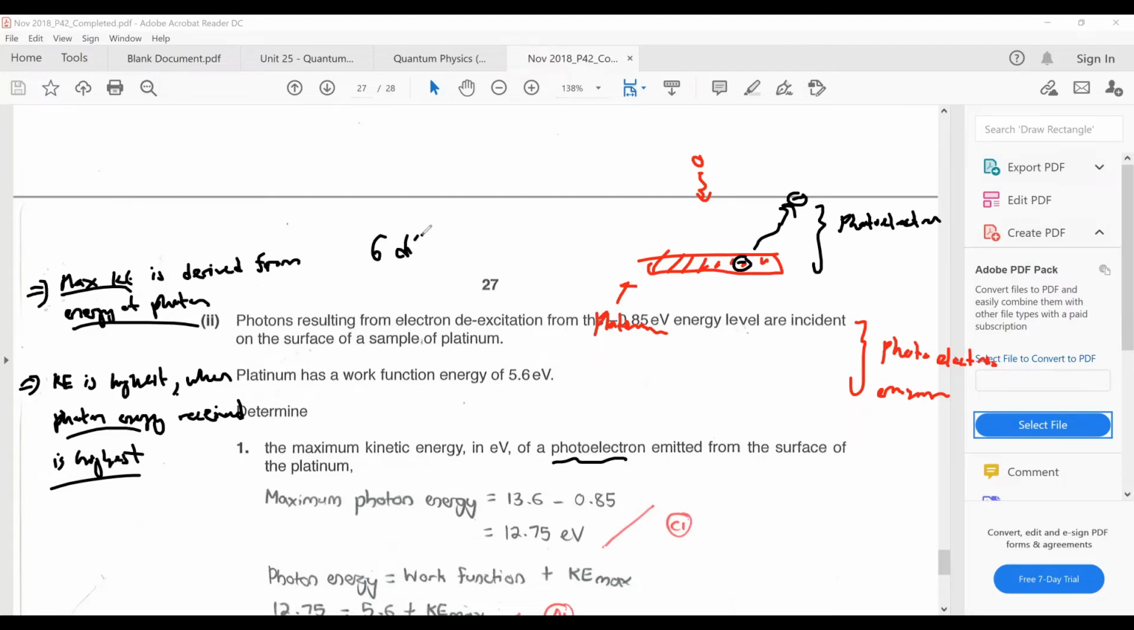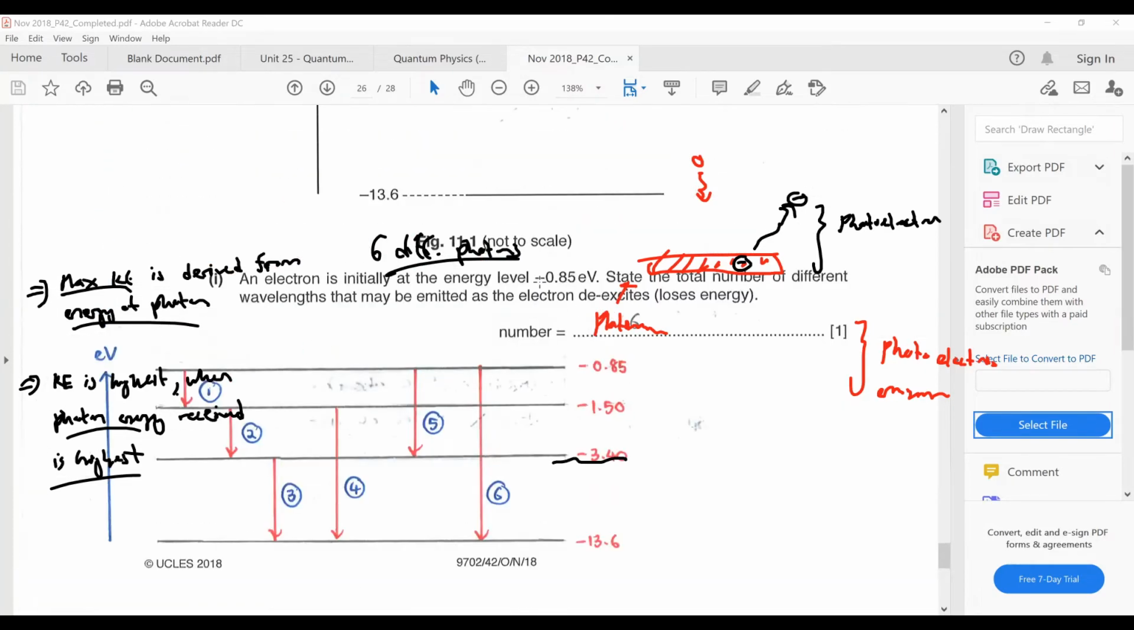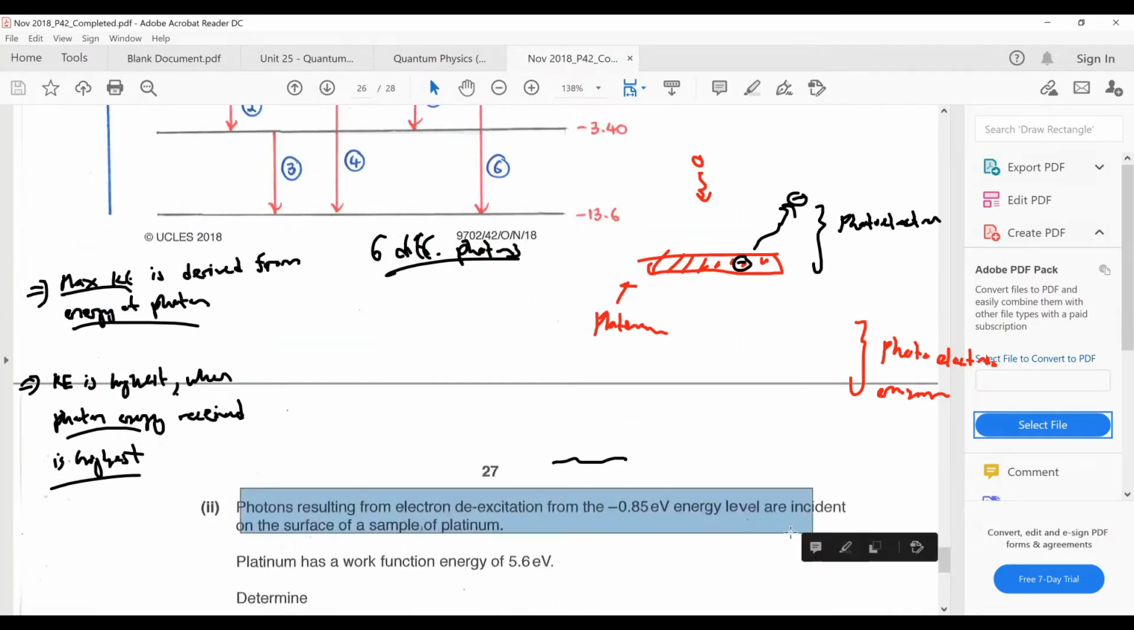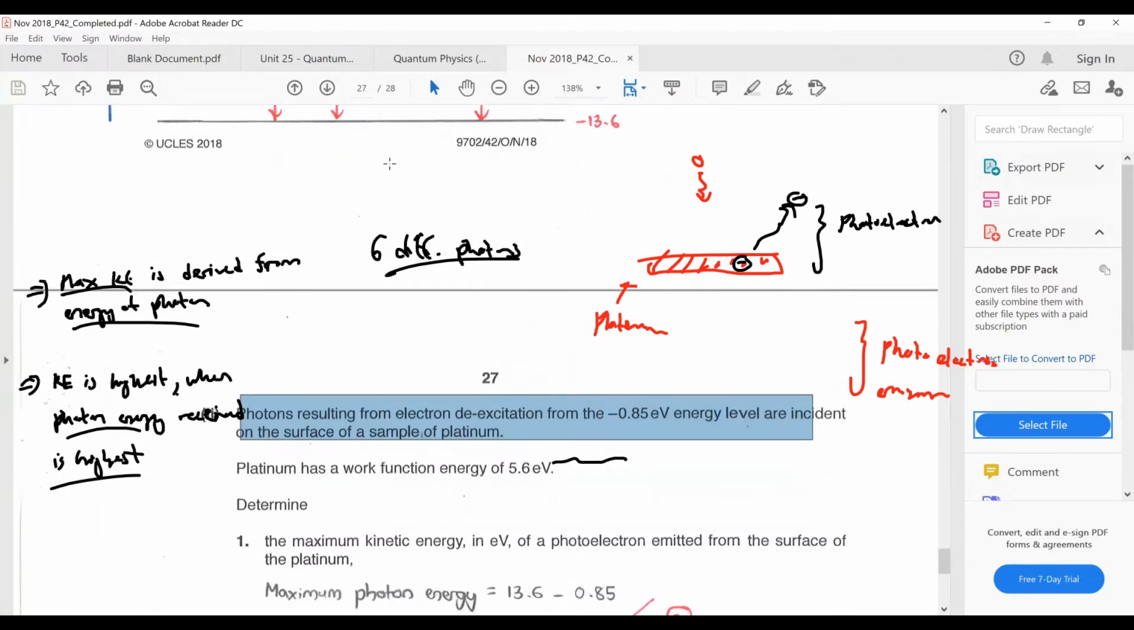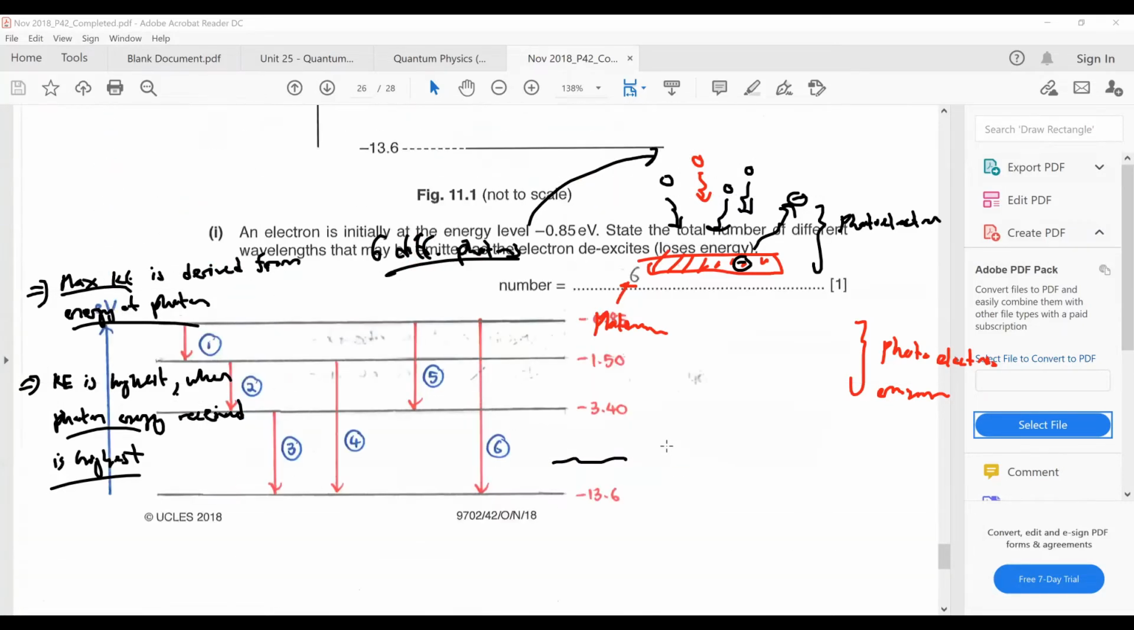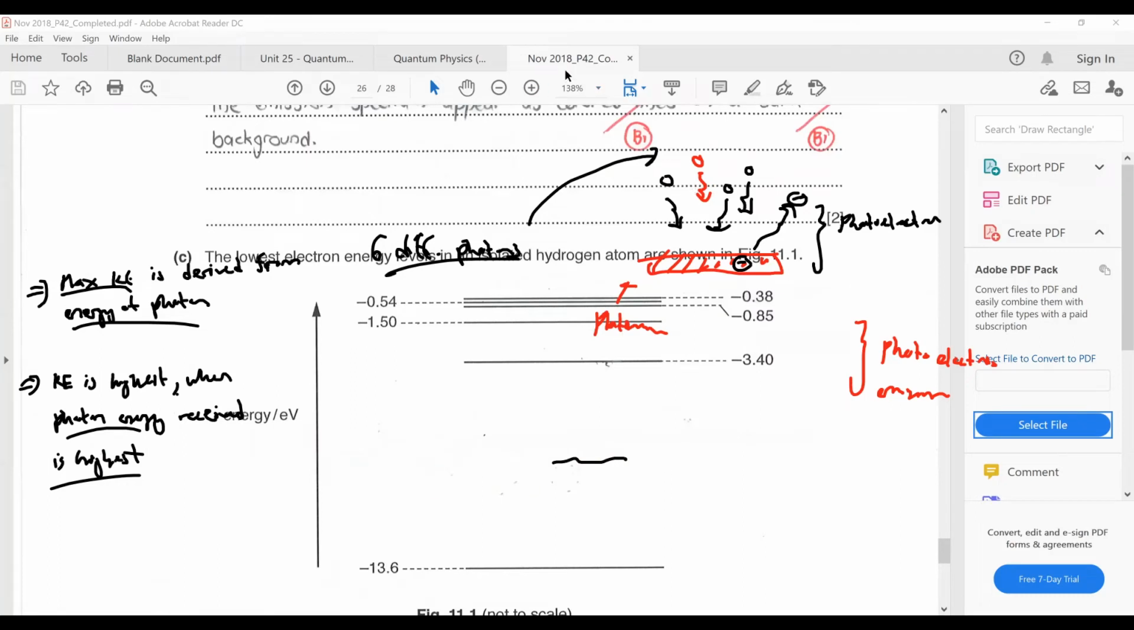So now you see you had 6 different photons just now in the previous example. They tell you all the photons resulting from the electron excitation are incident on the surface of a sample of platinum. So you have 6 different photons coming towards the surface of the platinum, which cause photoelectric emission. If you want the maximum Ke possible, you need to take the photon with the highest energy possible. So if you look back at your diagram, which one will give you the highest energy possible?